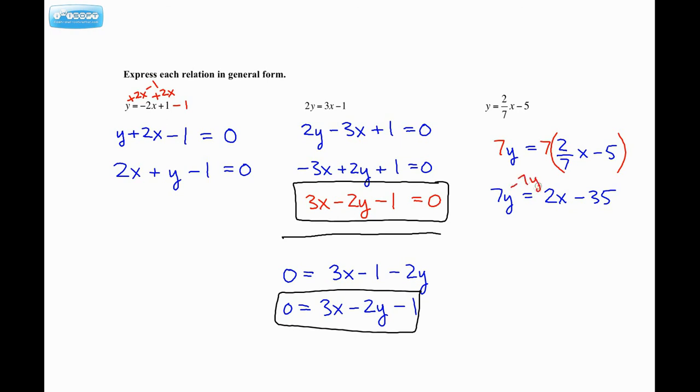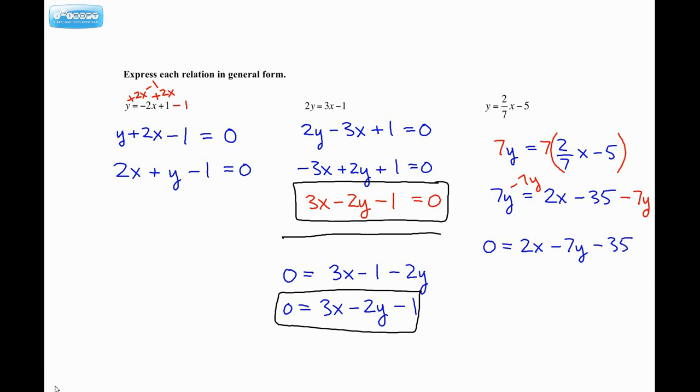I'm just going to subtract the 7y here, and it doesn't matter where I write it, I'll tack it onto the end here, because there are no other y's here to subtract from. So this leaves me with 0 equals 2x, and I'll just change the order, so that is minus 7y minus 35. Okay, that is now in general form.